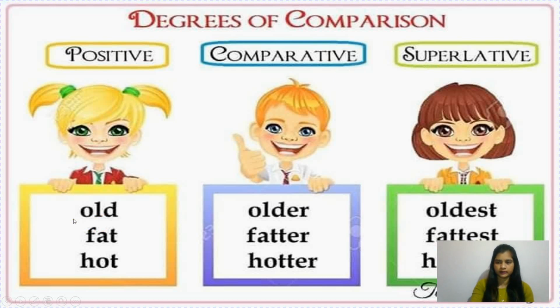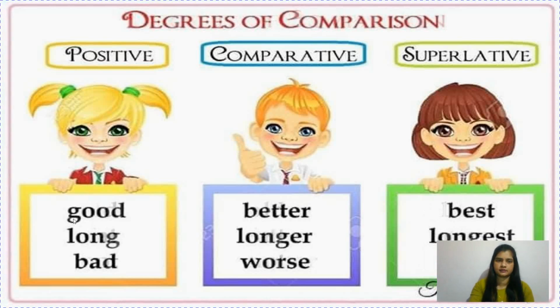Old, older, oldest. Fat, fatter, fattest. Hot, hotter, hottest. Good, better, best. Long, longer, longest. Bad, worse, worst. Students, here I want to tell you there are many words like long, big, thin, small.